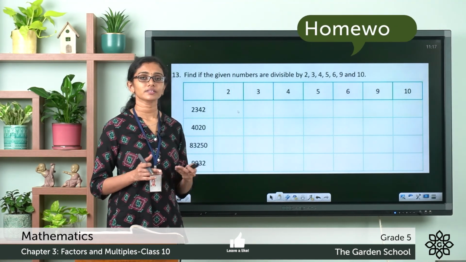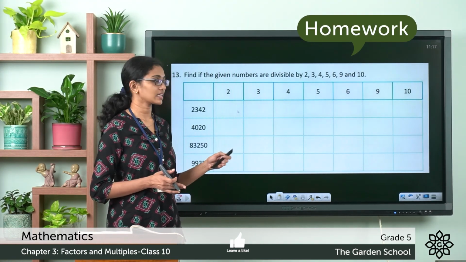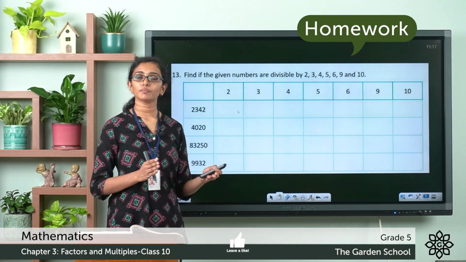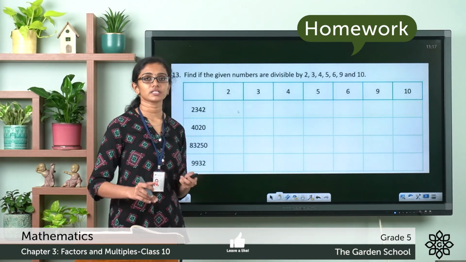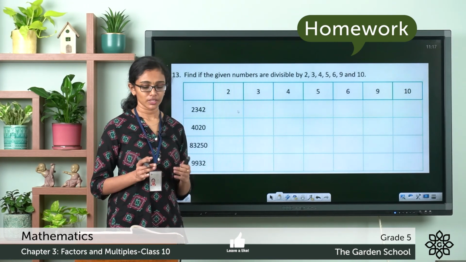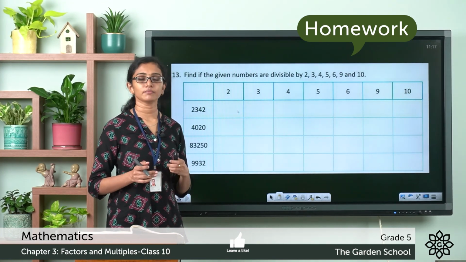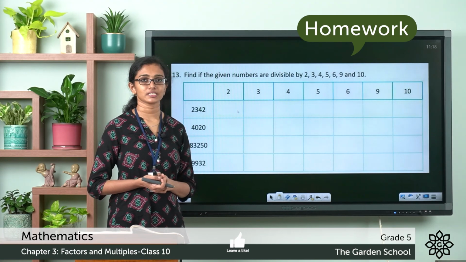So, I hope the questions we discussed today are clear to you. Make sure you complete all the questions, and there is a worksheet given on page number 54. Please go to the worksheet also and complete writing the answers to the questions.